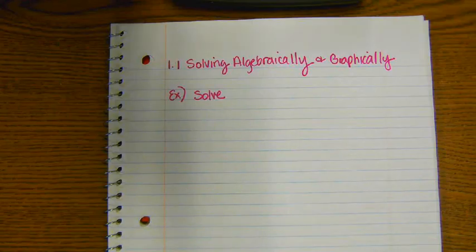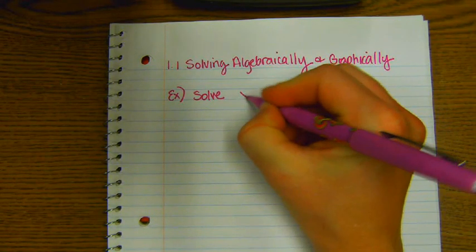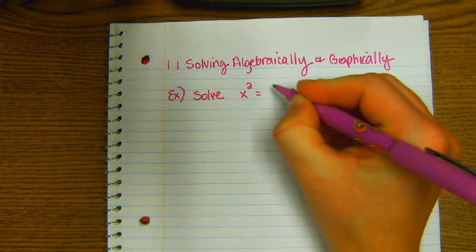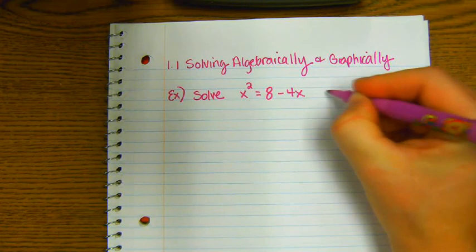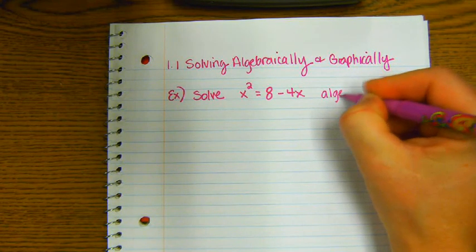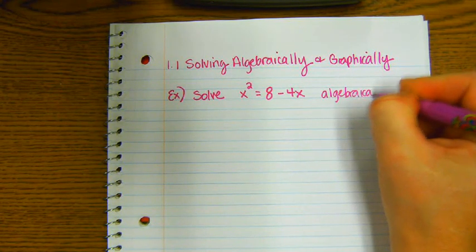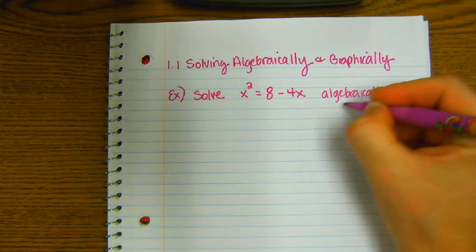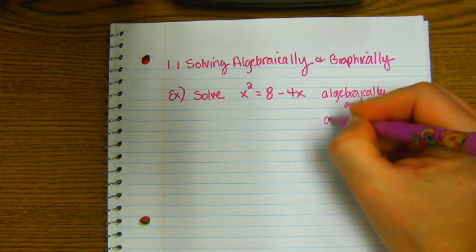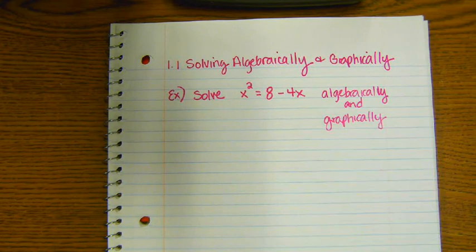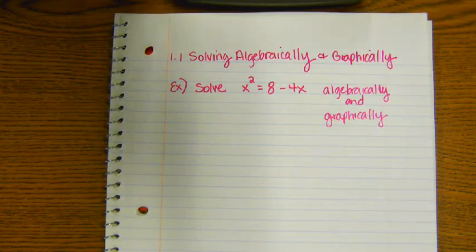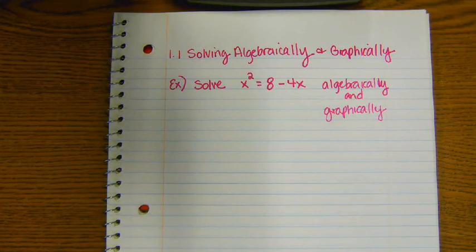Alright, so we're going to solve x squared equals 8 minus 4x. We're going to do both algebraically and graphically.